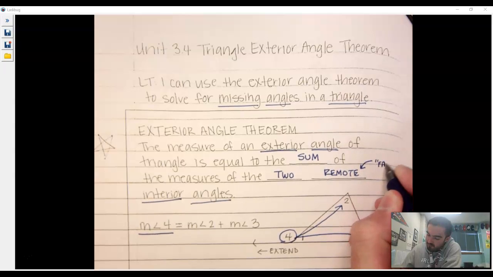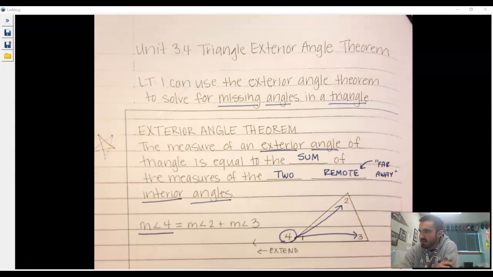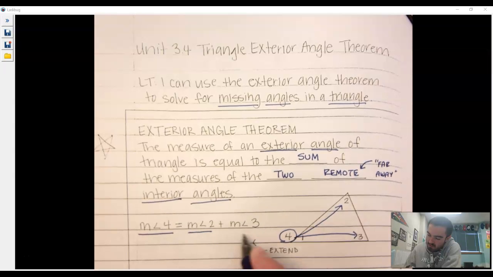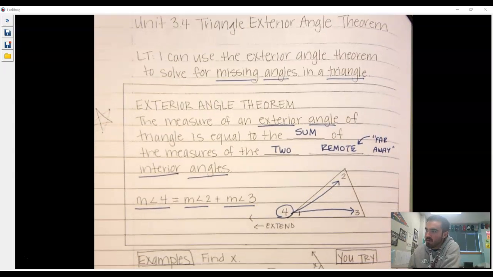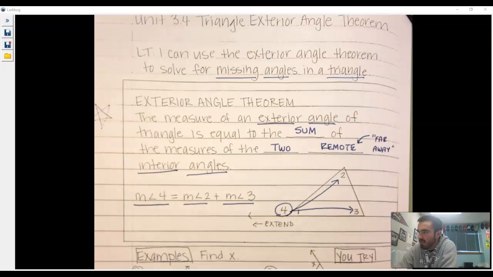So these two angles are far away from the exterior angle. Okay, it's not this one that's close to it. So the two remote angles, 2 and 3 here. So this exterior angle is equal to the two remote angles. That is what we're going to be working with today. That's the basic idea. That's the new concept. Now we're just going to apply that with some examples.